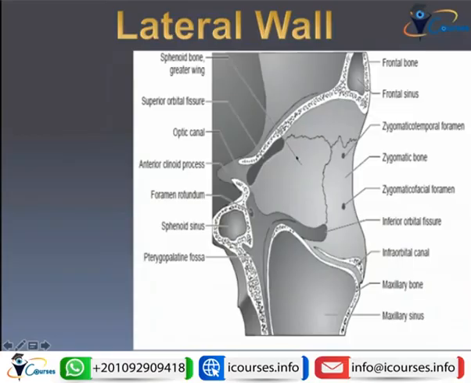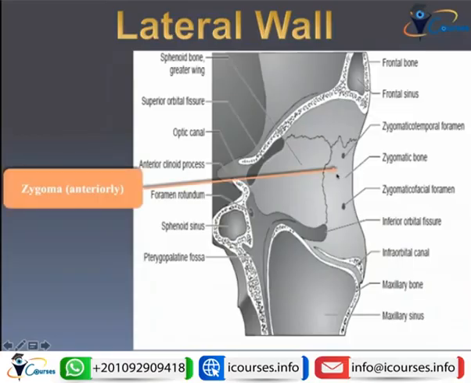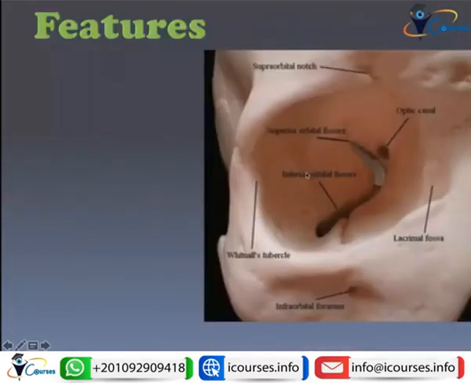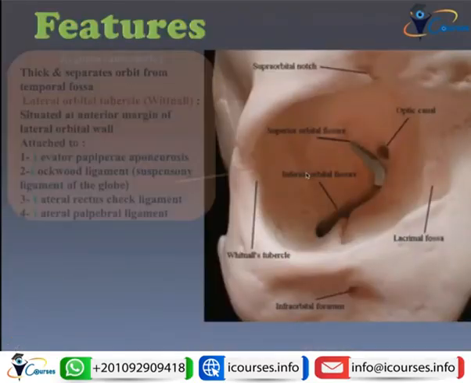If we have a section of the lateral wall, we can see that it is formed by the zygomatic bone anteriorly and the greater wing of sphenoid posteriorly. So these bones are making the lateral wall. What are the important features?